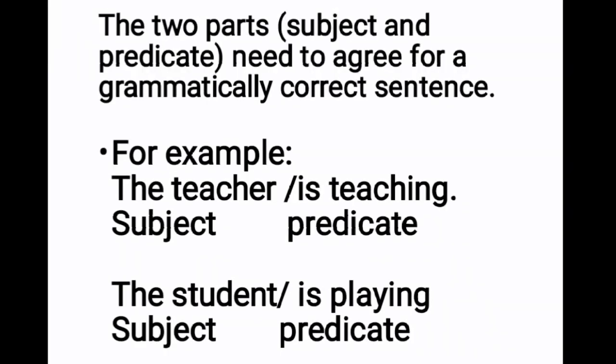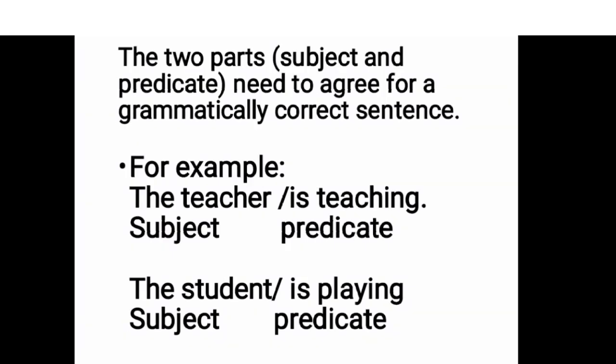The two parts, subject and predicate, need to agree for a grammatically correct sentence, and that's true. The teacher is teaching, the student is playing. So if they don't agree, the grammar will not be correct, something like "the teacher are teaching", which is not correct. So if the teacher is teaching, that is singular, and that goes with what?